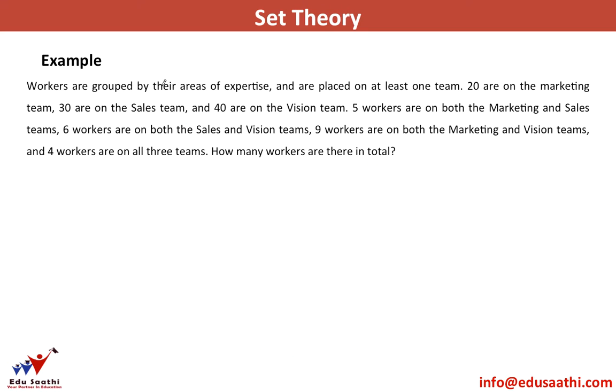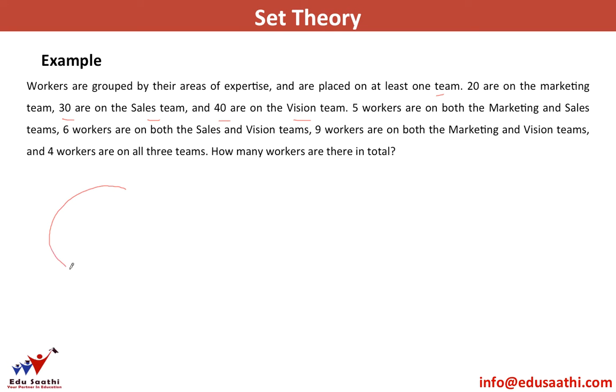So let's look at another example question here. Workers are grouped by their areas of expertise and are placed on at least one team. 20 workers are on the marketing team, 30 are on the sales team, 40 are on the vision team. Now let's try this question with the diagram, as we did the previous one with the formula.